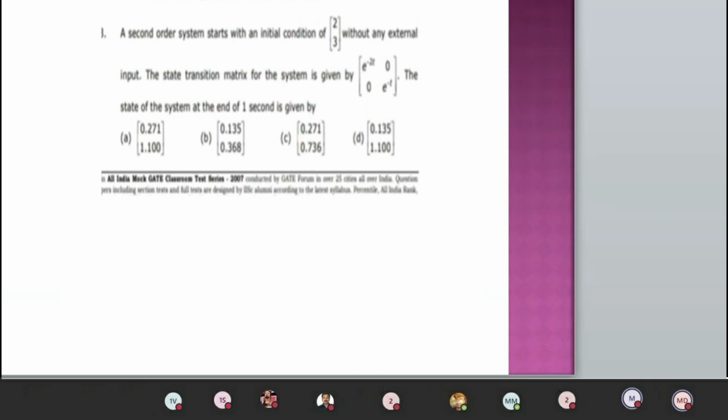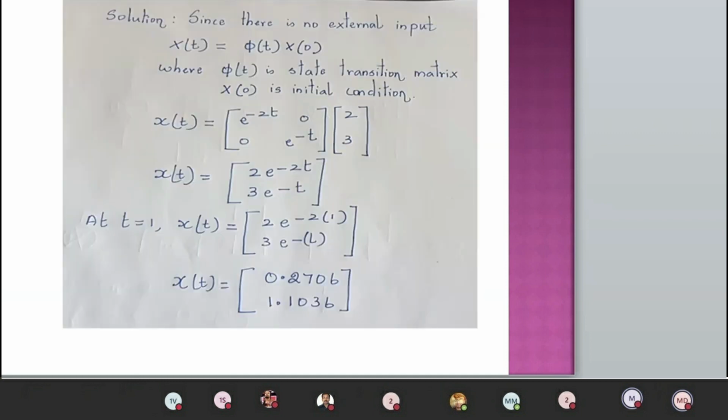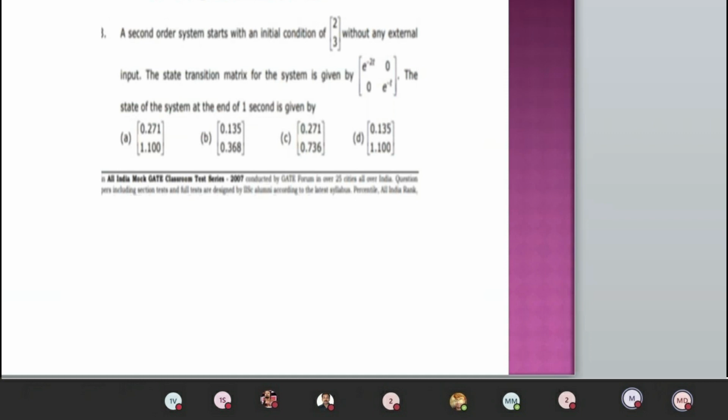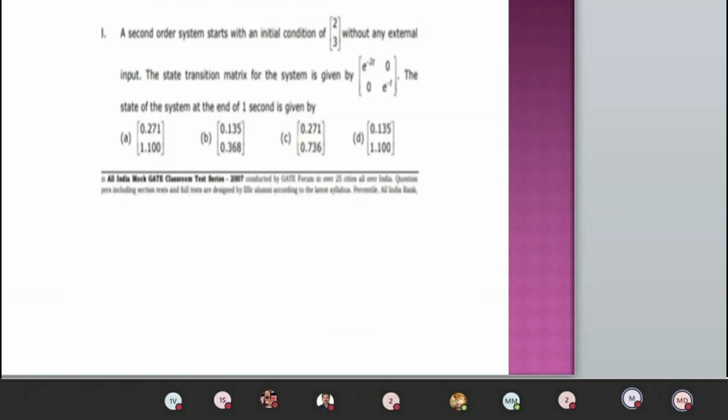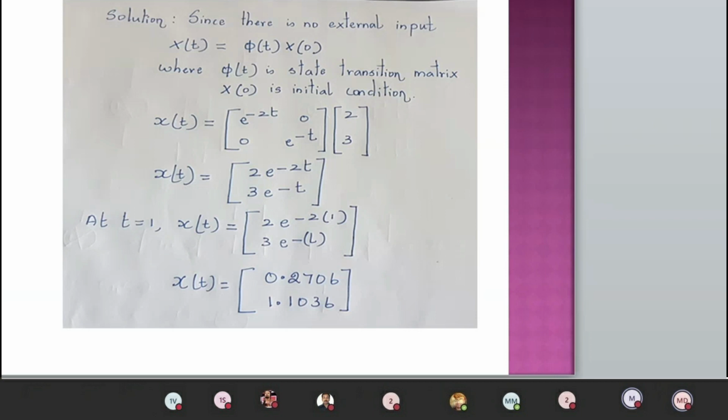Right? So let us check which choice is correct. Once again, you can notice the choice that is closest. A is 0.270, it is 0.271, 1.10, 1.10. So from the solution, you can understand that choice B is the correct answer, right? And go through this problem, and if you have any doubts or any questions, you are most welcome.